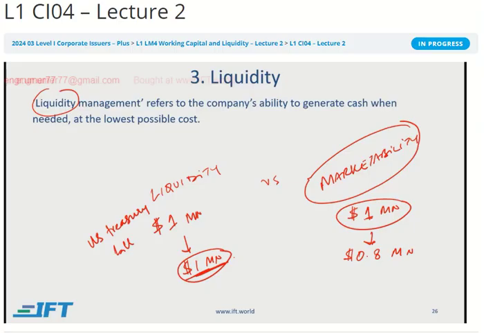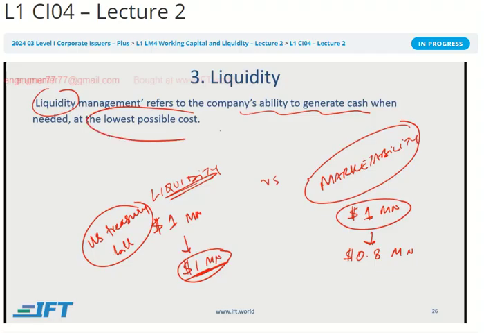So that means your real estate property is marketable, but not that liquid. Your US Treasury bill is not only marketable, it is also liquid. So it's not only the ability to convert something into cash, to generate cash, but also at the lowest possible cost.